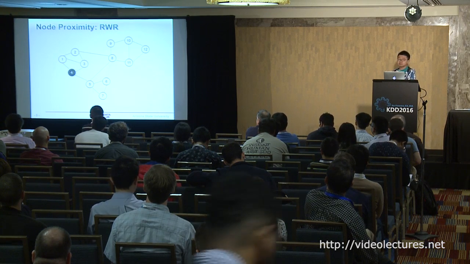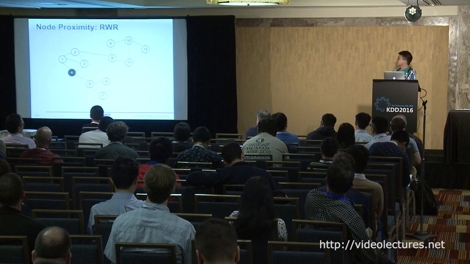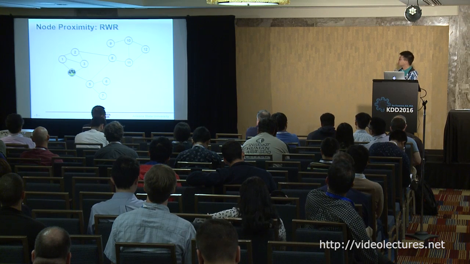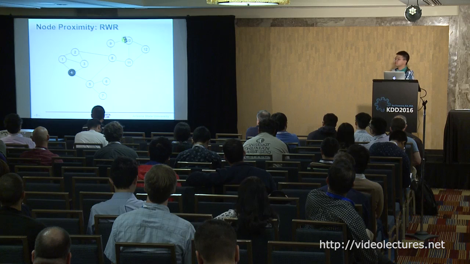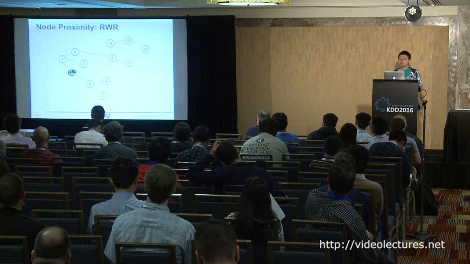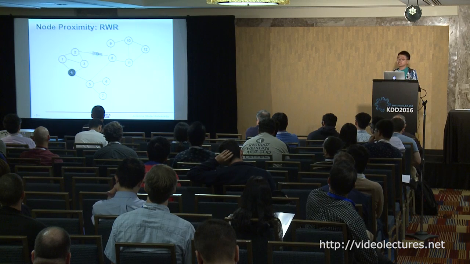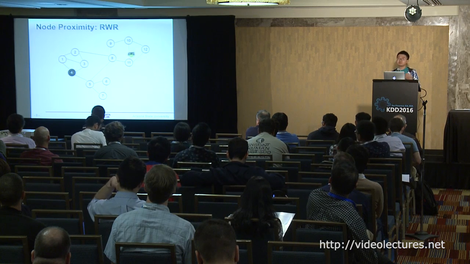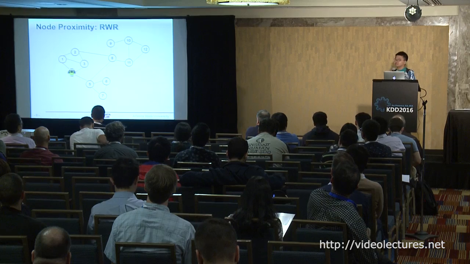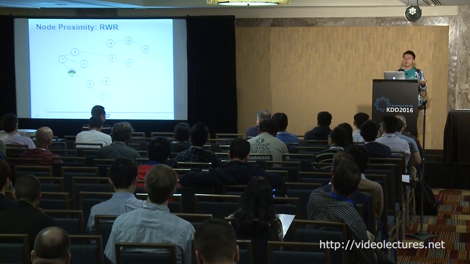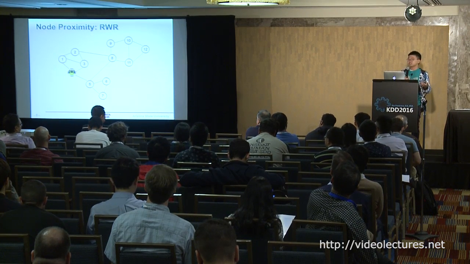Random walk with restart works as follows. A random surfer starts from the query node. At each step, it has two options. Either it can transmit to one of its neighbors with probability proportional to the edge weights, or it can jump back to the query node with a certain probability.